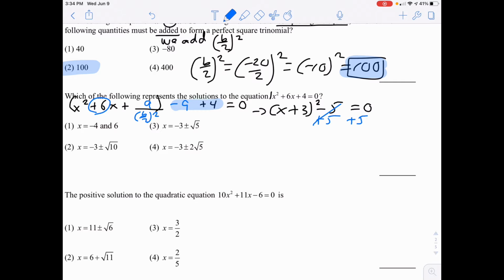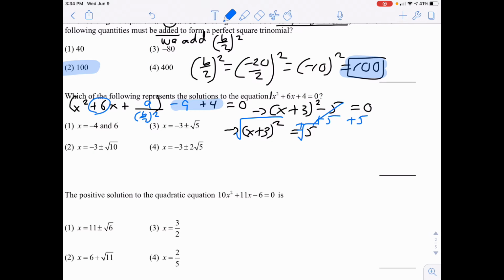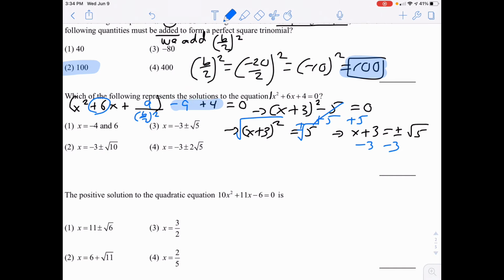We're going to add 5 to both sides to begin solving this equation. And we get x plus 3 quantity squared equals 5. Well, go ahead and square root both sides of this thing. And we get x plus 3 is equal to plus or minus the square root of 5. Finish this off by subtracting 3 from both sides. And we get x is equal to negative 3, plus or minus, two answers, the square root of 5. So negative 3 plus the square root of 5 is one irrational solution, and negative 3 minus the square root of 5 would be the other irrational solution.